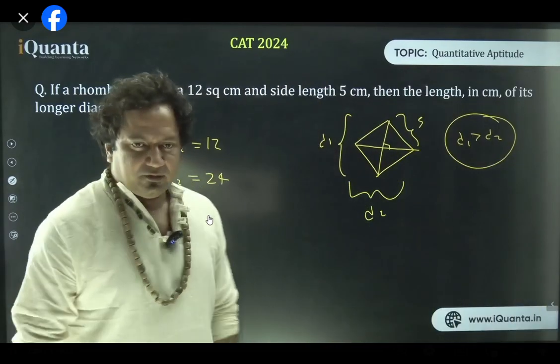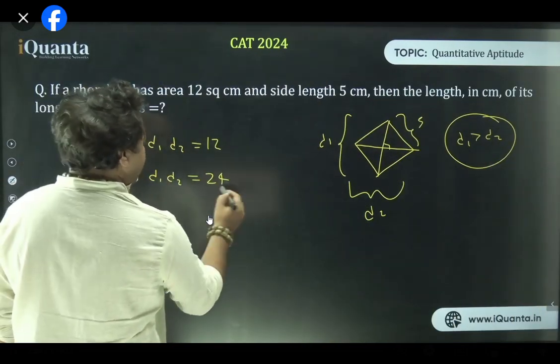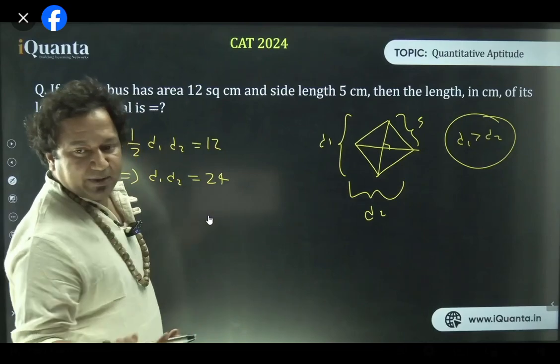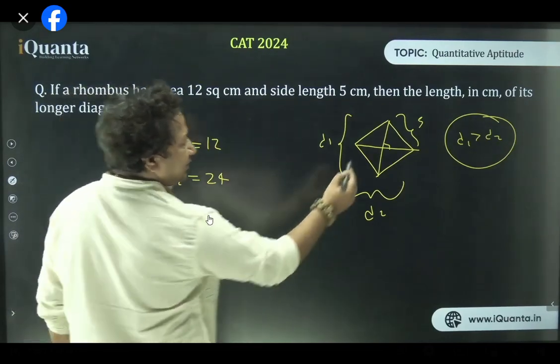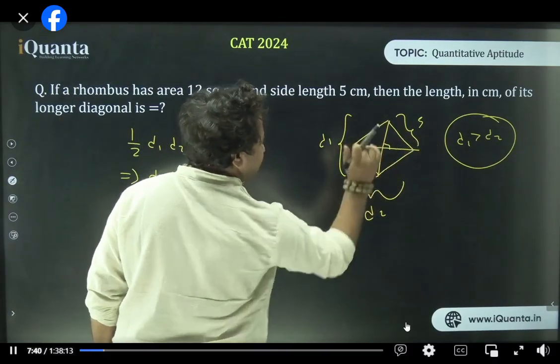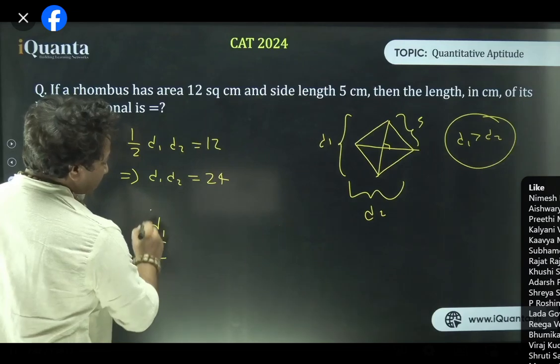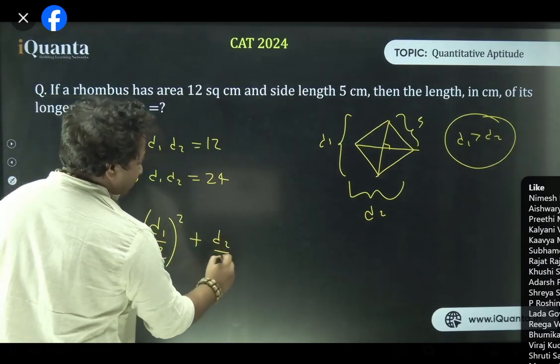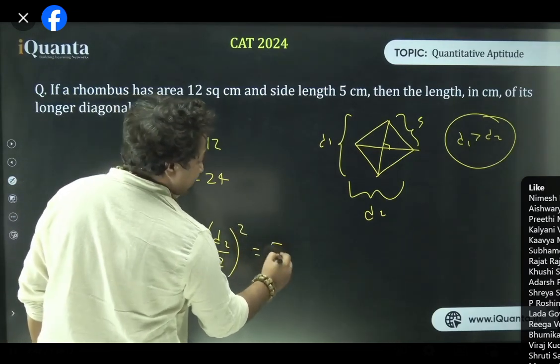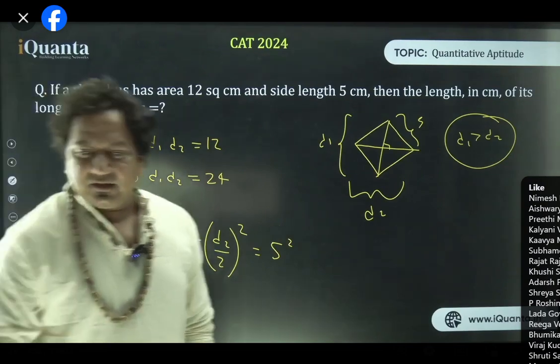So we have this one equation, let it be equation number 1. And the other thing is we can apply Pythagoras theorem, right? So if I apply Pythagoras theorem over here, then this side is d1 by 2, this side is d2 by 2. So d1 by 2 whole square plus d2 by 2 whole square will be equal to square of 5. Is that understood?